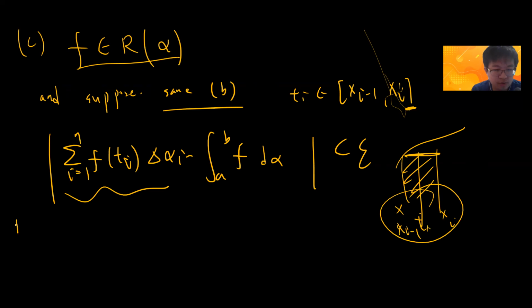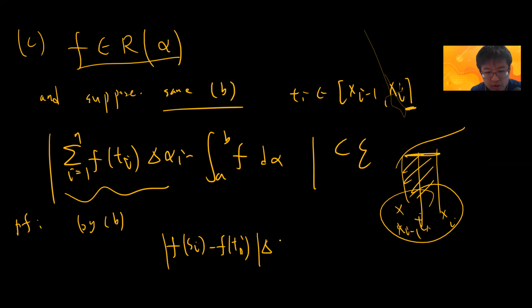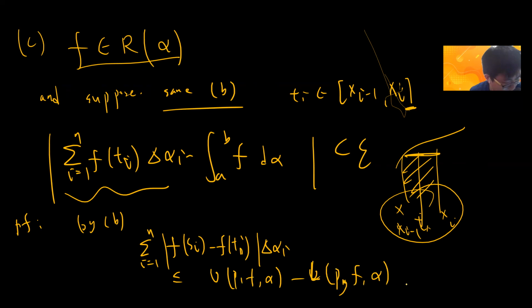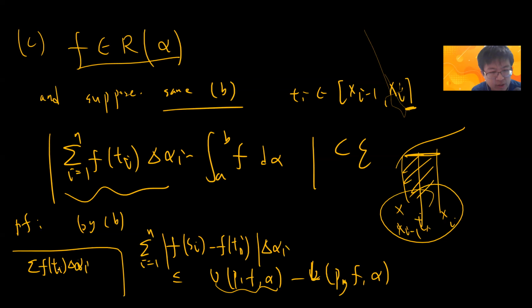Okay, so let's give a proof for this. The proof starts by B. By B, I get that the sum of the absolute value of f(si) minus f(ti), times delta alpha i, from 1 to n, is less than or equal to UP F alpha minus LP F alpha, as we just showed in B. Obviously, the summation of f(ti) delta alpha i, if I take the maximum, will be less than or equal to UP F alpha and greater than or equal to LP F alpha. So now I just plug it in and you get the answer.